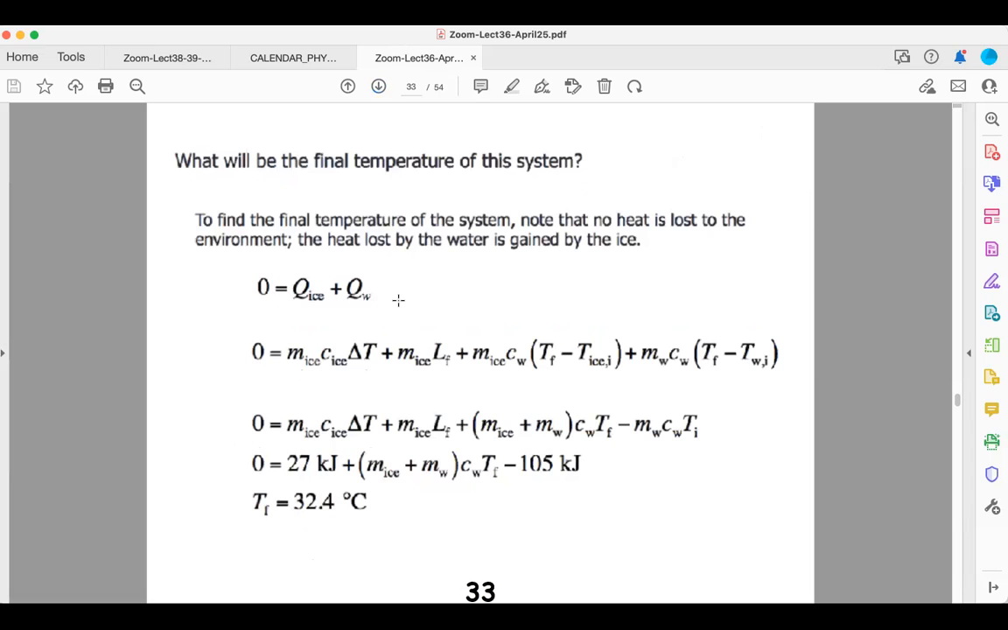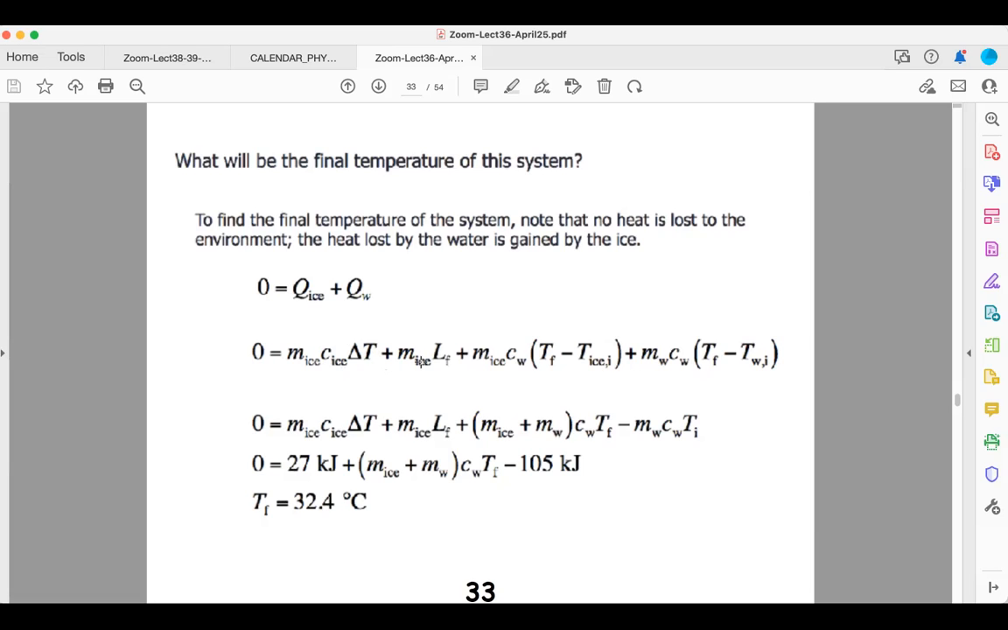What will be the final temperature of the system? To find the final temperature of the system, no heat is lost to the environment. So the heat lost by the water is gained by the ice. So what we have is that Q ice plus Q water is equal to 0. Here you need to pay attention. Mass of the ice, C of the ice, delta T, which is the one that we have seen before, to make the temperature increase from minus 10 to 0.